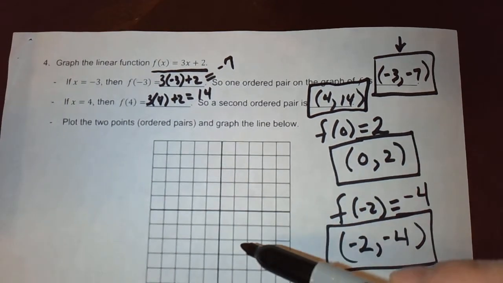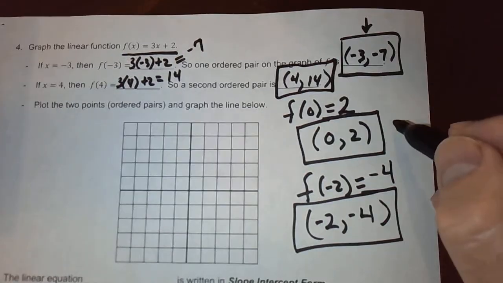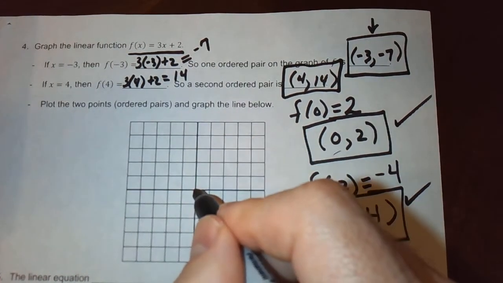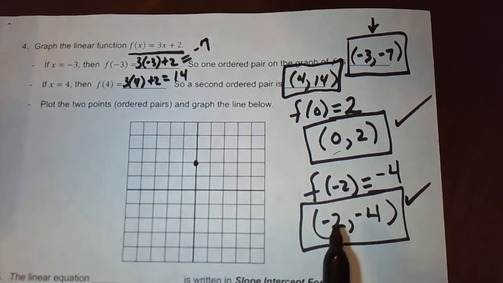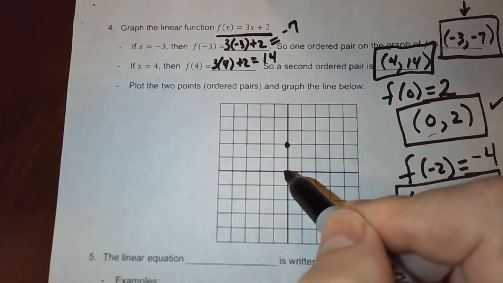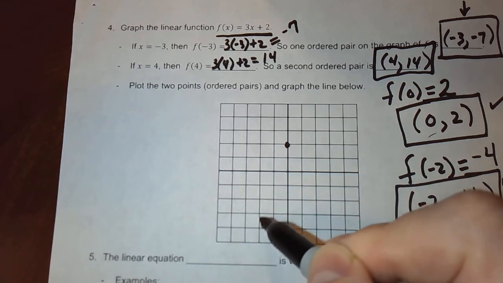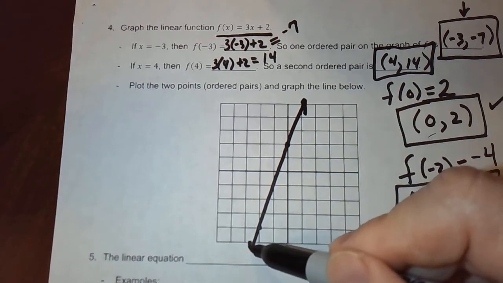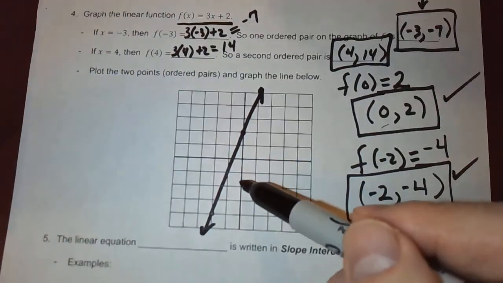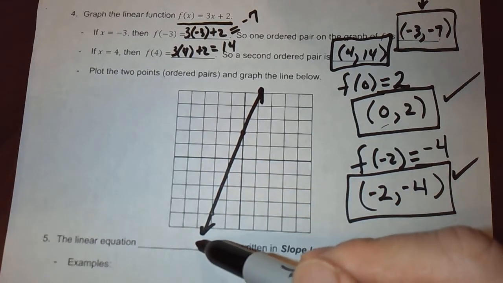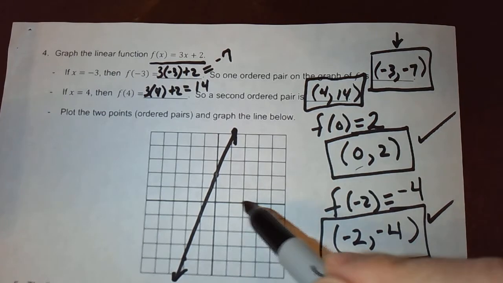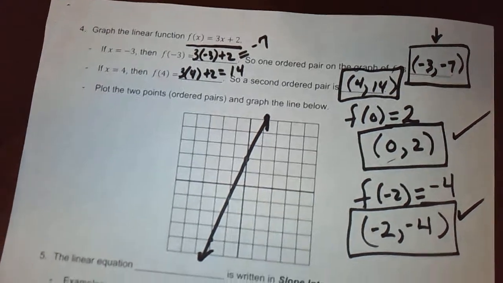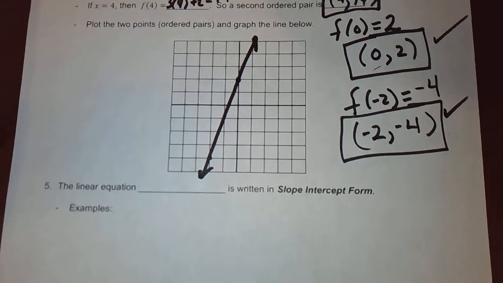But I didn't give a graph here big enough to plot those 2 points, so we're going to come up with this first point and second point. So 0, 2 is 0 up 2, and then negative 2, negative 4 is negative 2 and then down 4, there. So we can just connect those two like that. And once again, if we go down far enough, negative 3, negative 7 is on this line, and so is 4, 14, way up here somewhere. So it's real simple to graph a line. You just need 2 points.